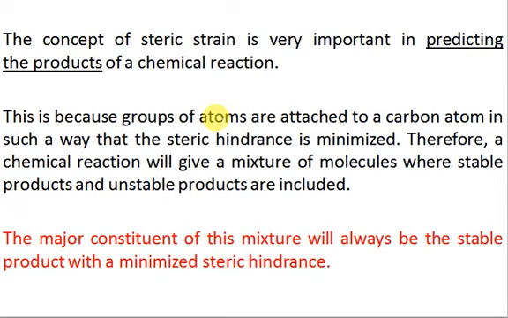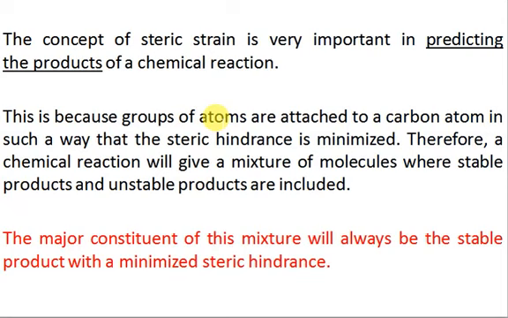Whenever a compound is formed, whenever there is a molecule, the atoms are arranged in such a way that there is minimum repulsion between the electrons of the bonded atoms. Therefore the chemical reaction will give a mixture of products where stable and unstable products are formed. In certain molecules the products are more stable because the arrangement of atoms makes the molecule stable, and in other products the arrangement of atoms does not make the molecule very stable.